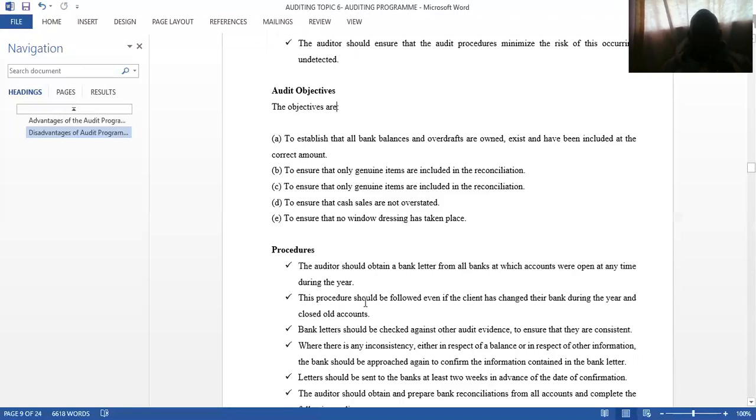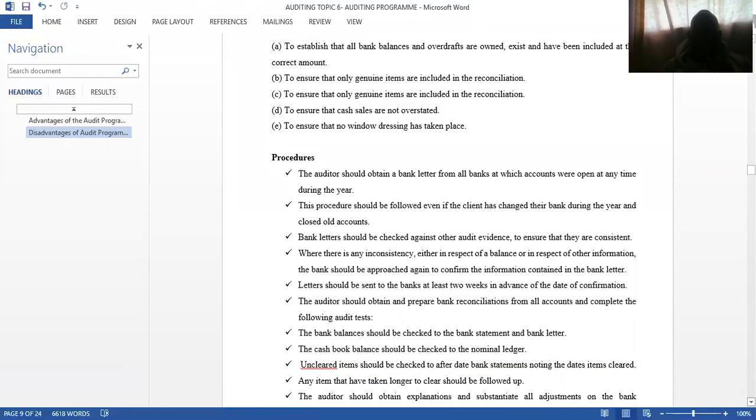This procedure should be followed even if the client has changed their bank during the year and closed all the accounts. So you should find a way as an auditor of tracking whether the figures that are recorded are correct. Bank letters should be checked against other audit evidence to ensure that they are consistent. For example, if you can get a balance for a particular date and from that date some payments have been made, you can confirm that from the receipts that were issued at that time, so that you can confirm the changes that have taken place.